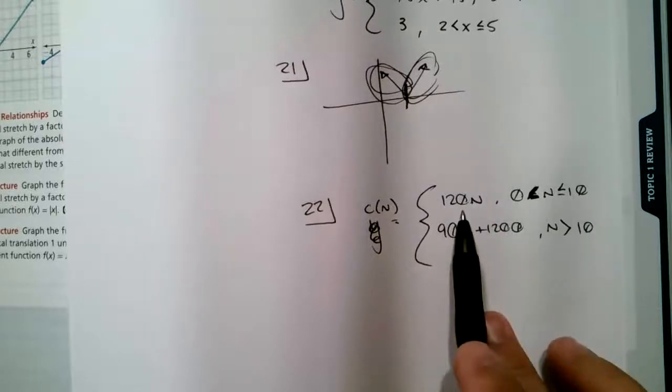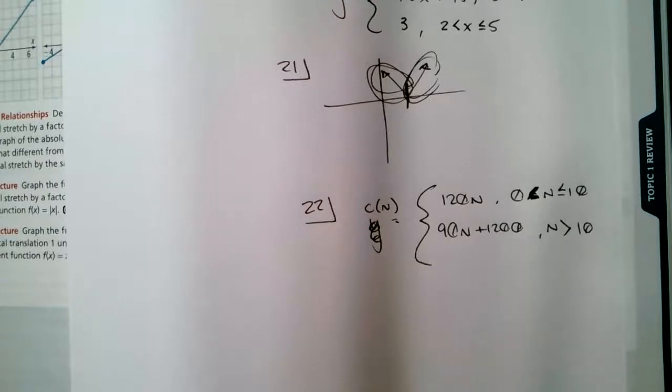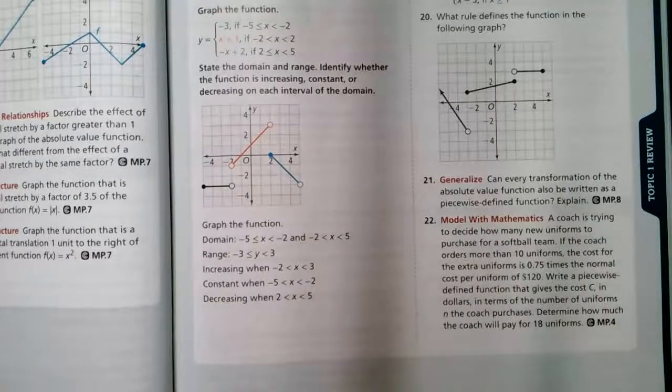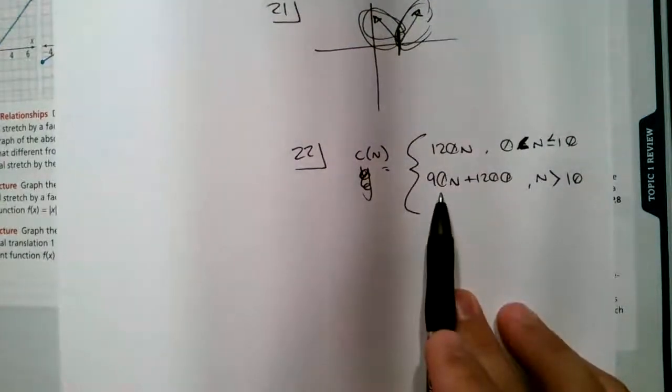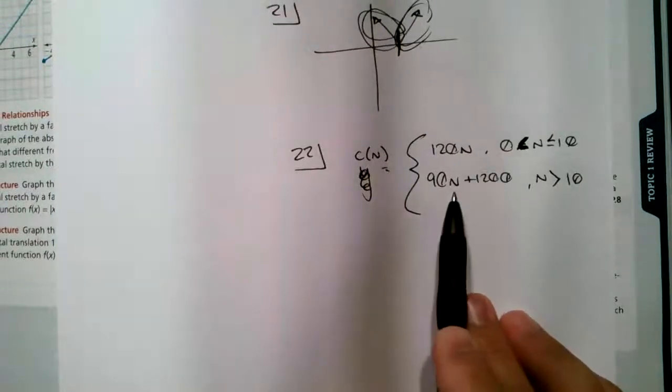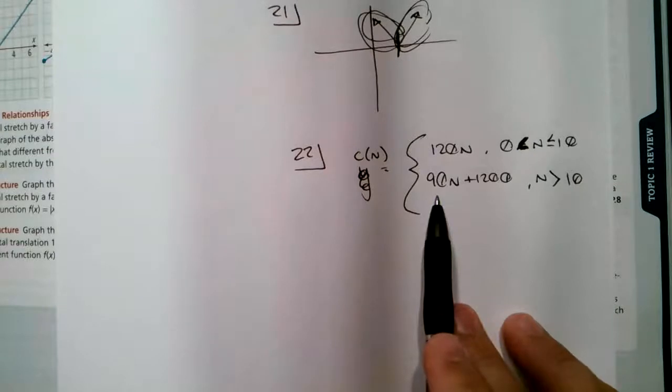So what this is telling you is if you order from 0, technically, you're not going to order 0 uniforms and pay money. So from 0 all the way up to including 10, you're paying $120 per uniform. But once you order more than 10 uniforms, now you're paying $90 per uniform, but you've already ordered the 10 uniforms from before it. So you've got to include that value in your price.